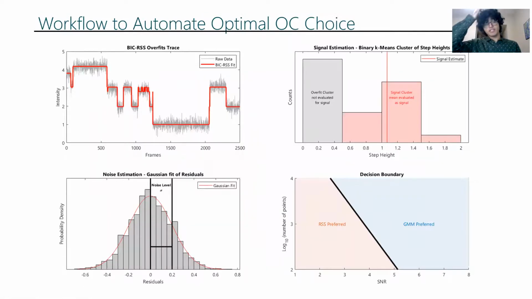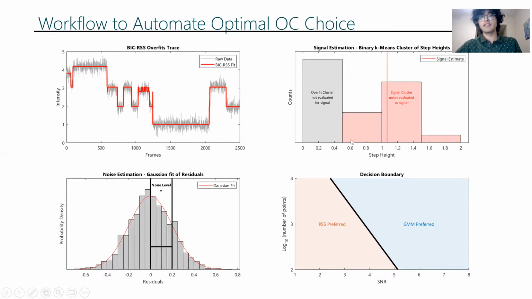Finally, we developed a somewhat sophisticated workflow to determine the underlying signal to noise ratio of a given trace, which is notoriously hard to estimate if you don't already know the signal, the underlying signal. So here we use DISC to create an initial fit and then perform k-means clustering on the step heights of this fit to determine the signal, and then perform a Gaussian fit on the residuals between this fit and the raw data to determine the noise level.